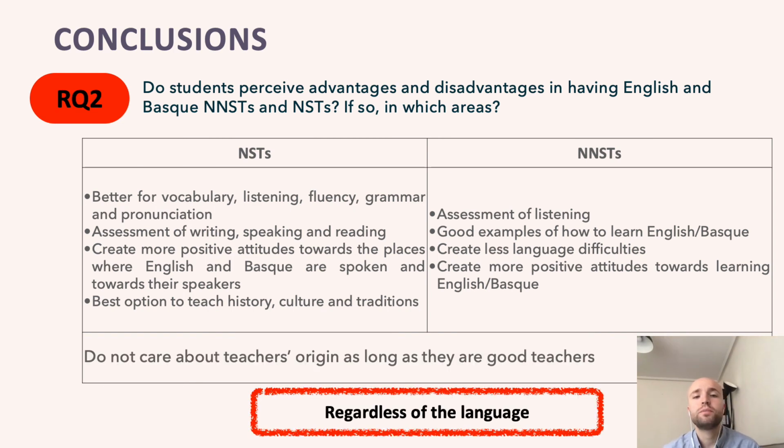And finally, all participants agreed that they don't care about teachers' origin as long as they are good teachers, somehow placing teaching skills over nativeness. This result is also particularly interesting because it is regardless of the language. Previous studies have also witnessed this in the case of English, but not in the case of a different language. So what our paper has brought to the research field is that these characteristics are not subject to English, but subject to nativeness, because they are present in a language other than English.